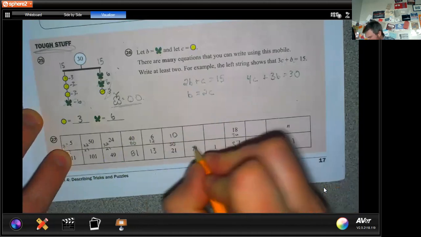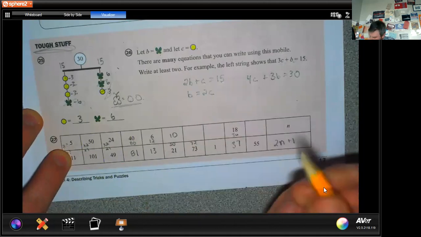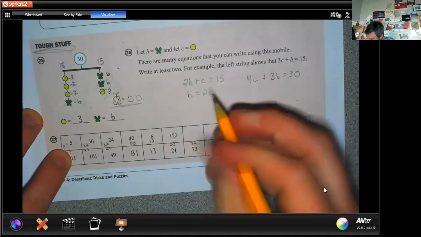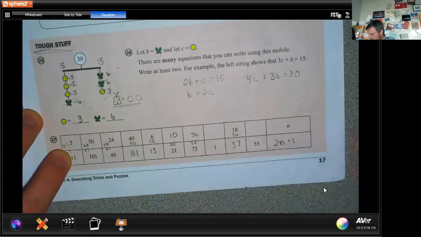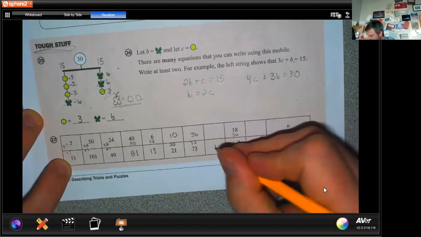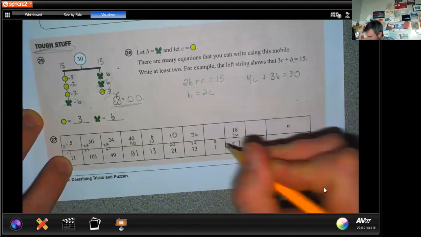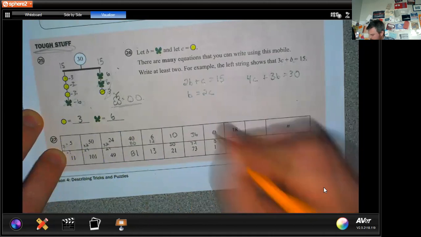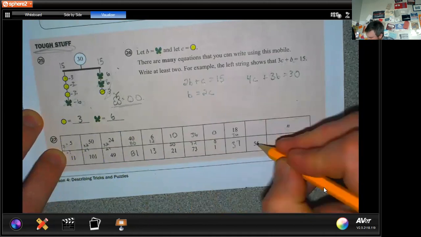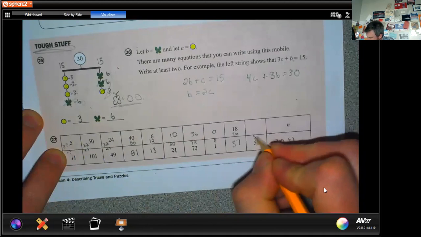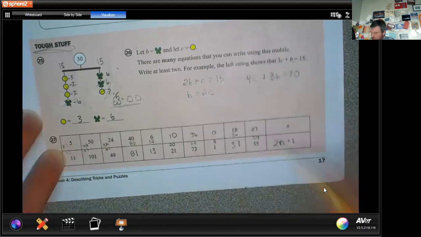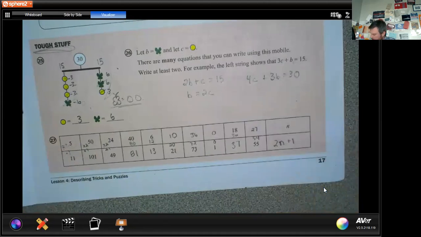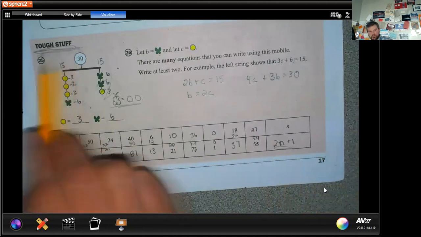73 minus 1 is 72, and 72 divided by 2 is 36. 1 minus 1 is 0, and 0 divided by 2 is 0. 55 minus 1 is 54. 54 divided by 2 is 27. Okay, so this rule works. That was kind of a harder one. Again, we are in the tough stuff here.